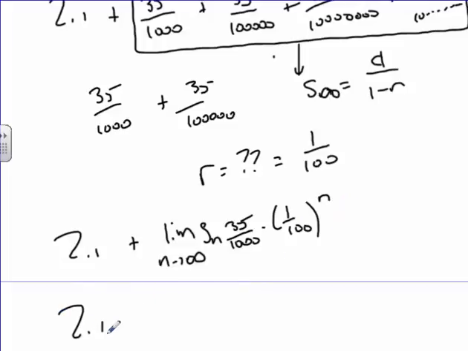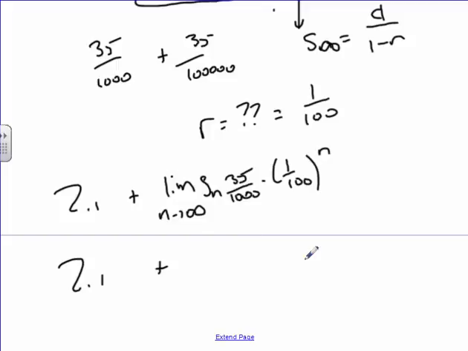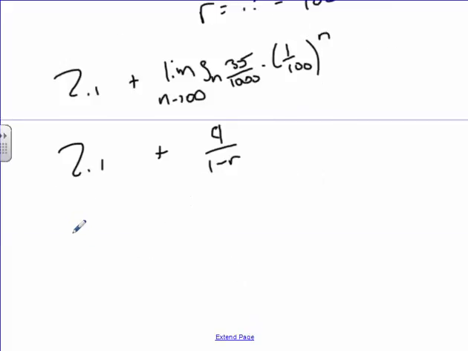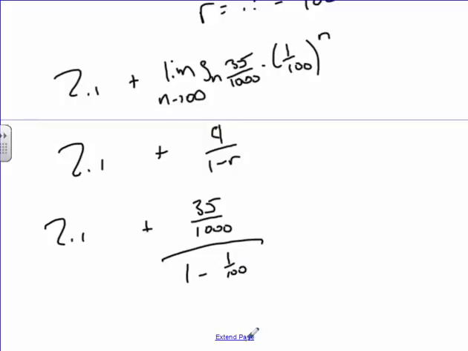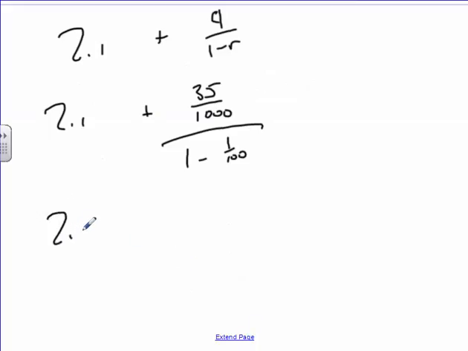But the good news is this guy right here, we just learned, has a formula. It's a over 1 minus r. I seem to keep doing that wrong. So your first term in that portion of the series was 35 over 1,000, and your ratio was 1/100. Which means it's 2.1 plus 35 over 1,000, and then 1 minus 1/100th is 99 out of 100.